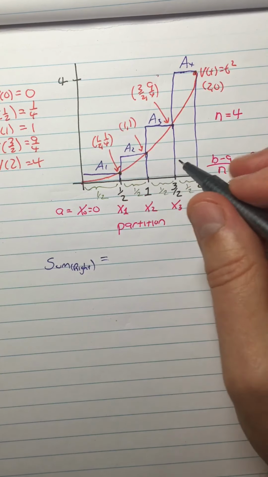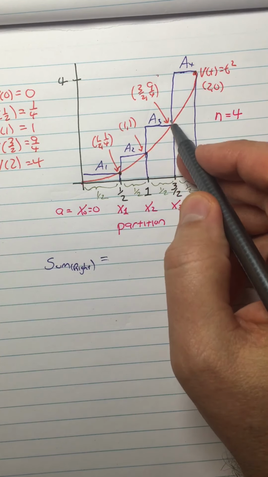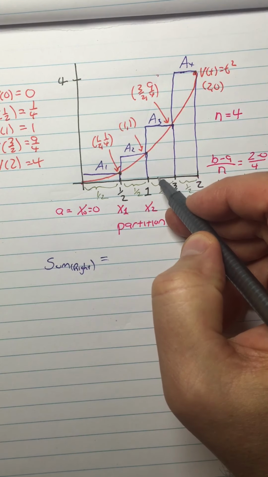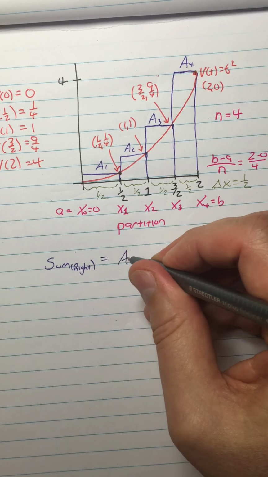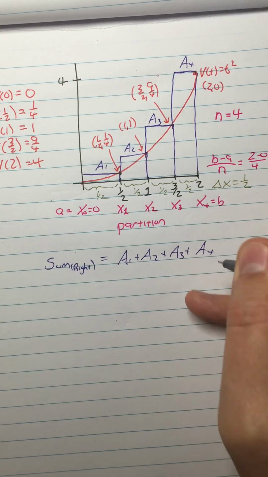And we'll think later about what is it about this function that means that the right rectangles are above the function and the left ones are below. That's not always going to be the case. In this case it is. All right, so our sum is A1 plus A2 plus A3 plus A4.